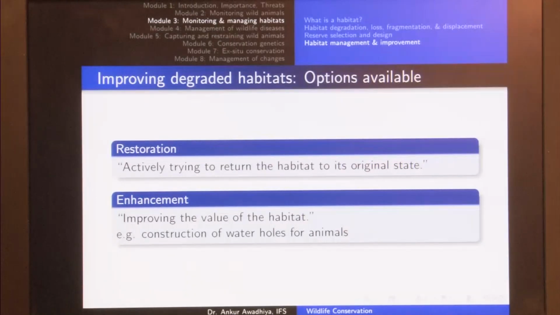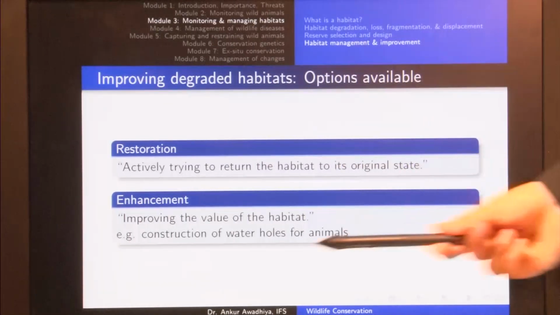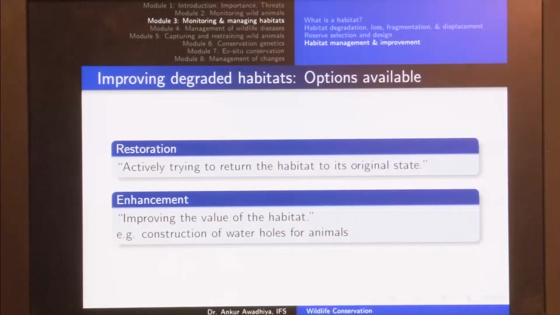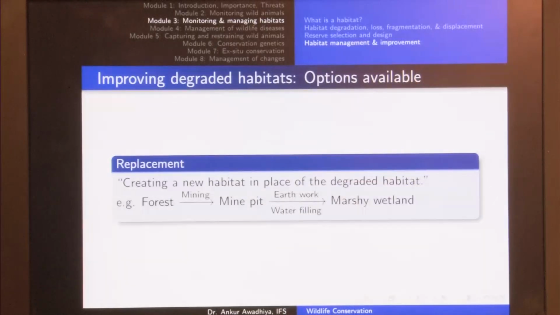Next is enhancement, which is improving the value of the habitat. So in this case, we are not trying to convert it into the original state, but we are trying to improve the value of the habitat, say by construction of water holes for animals, so that more of the animal diversity is supported. And the fifth option is replacement.